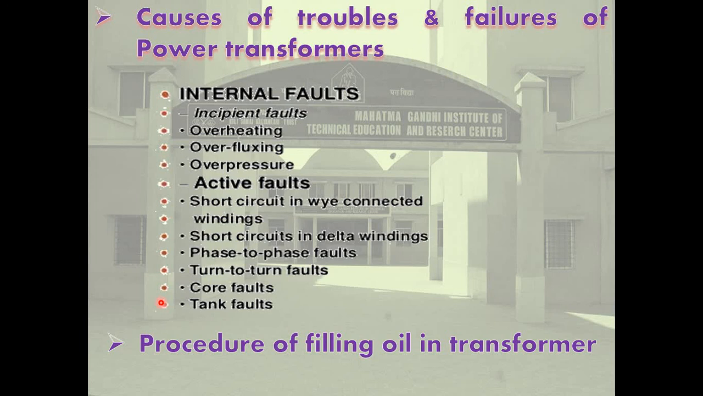Now next is procedure of filling oil in transformers. While filling the oil in transformers, dry out the transformer tank, core and coils. Fill oil by means of oil filtering plant. In oil filling, first, don't fill oil from a movable tank trailer into the transformer tank directly. Fill the dry oil from the mobile tank trailer into the transformer tank via the vacuum filter.